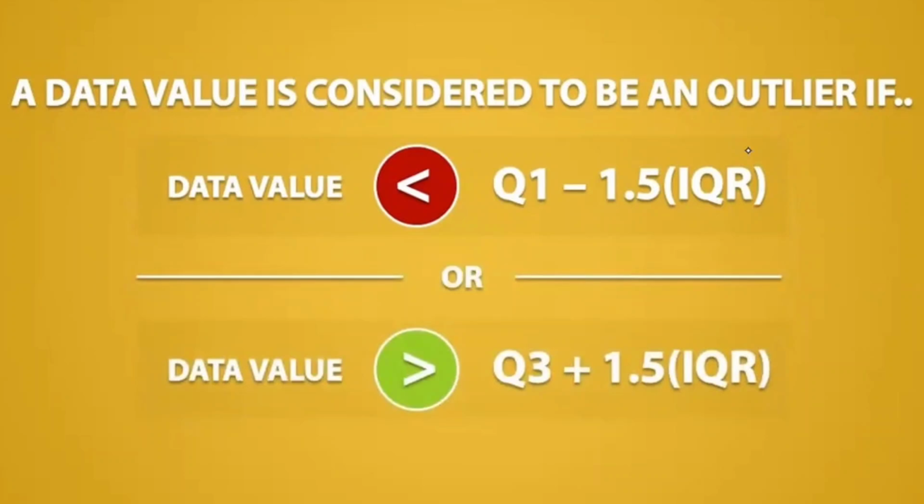One is a right side outlier and one is a left side outlier. Do you know what Q1 is? What is IQR? Q3 minus Q1, which is the interquartile range. I have told you, right? Interquartile range is Q3 minus Q1.